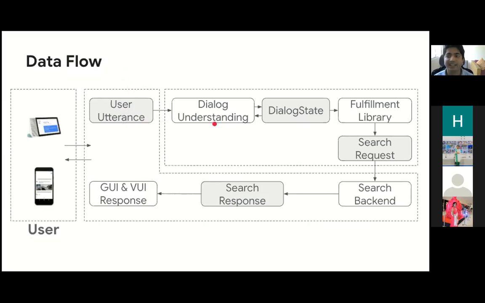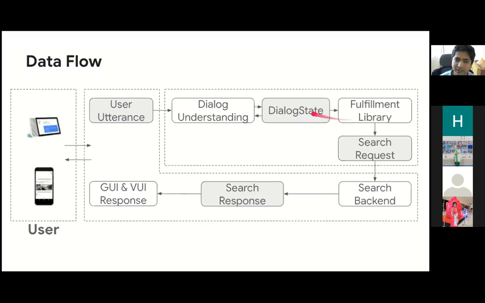The next part is dialogue understanding. This is the core juicy part for this presentation today, where we try to make sense of what the user is saying, which then goes into the dialogue state. The dialogue state is the state of the conversation the user has had with the system in the past. And you'll see there are arrows in both directions. What this means is dialogue understanding also takes into account what the user had said in the past, which then goes into a fulfillment library.